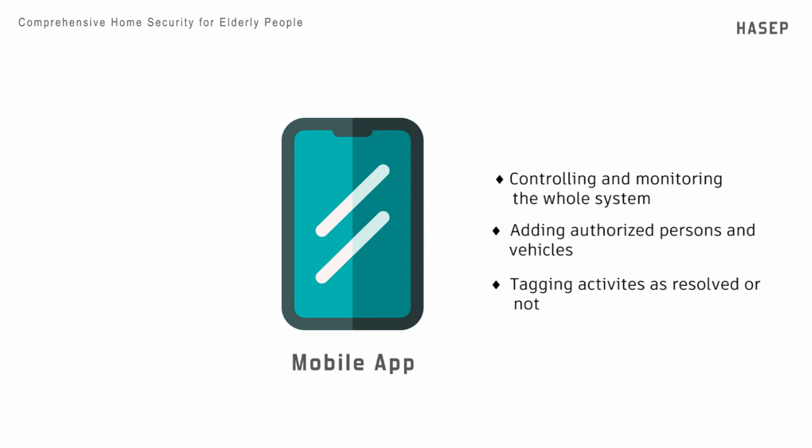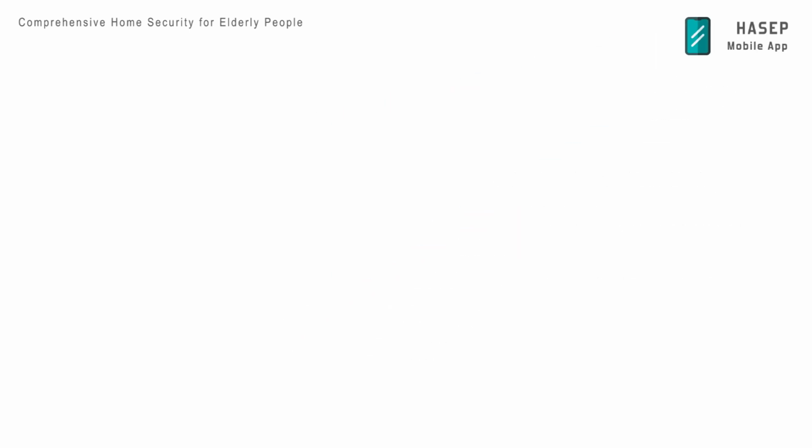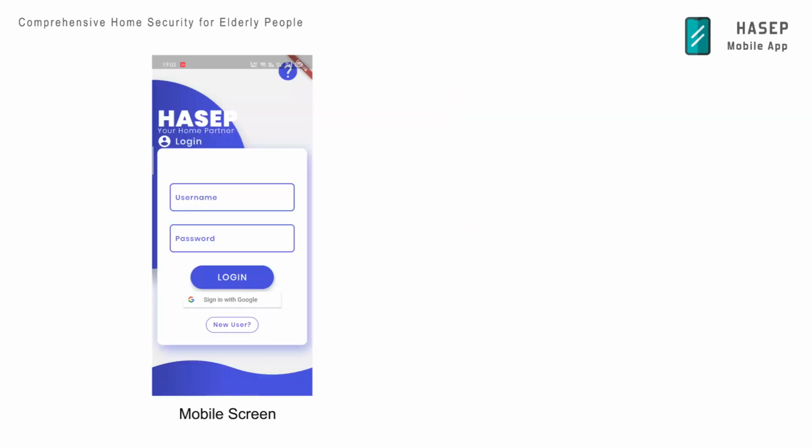The mobile app is the end user's tool for controlling and monitoring the whole system. Adding authorized persons and vehicles can be done through the app. Monitoring the activities and tagging them as normal or suspicious is also done through the app. Now, let us see how the application works.